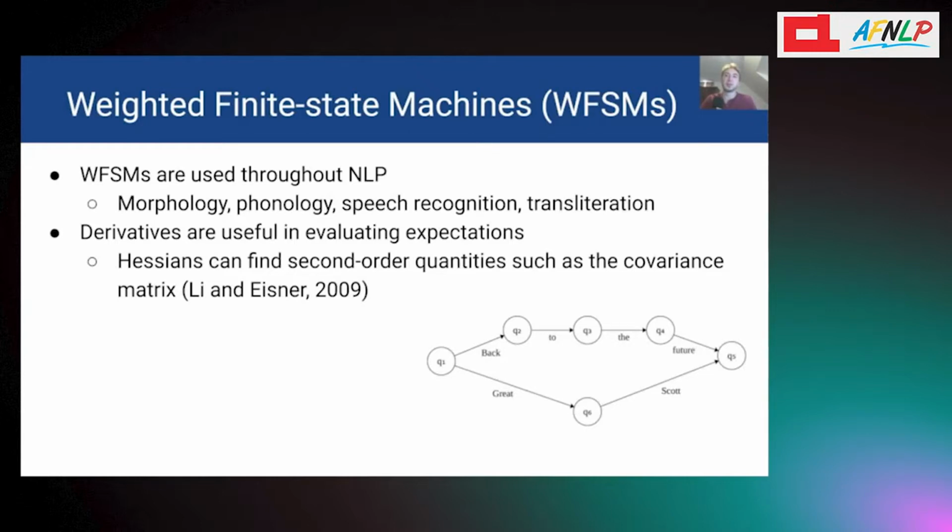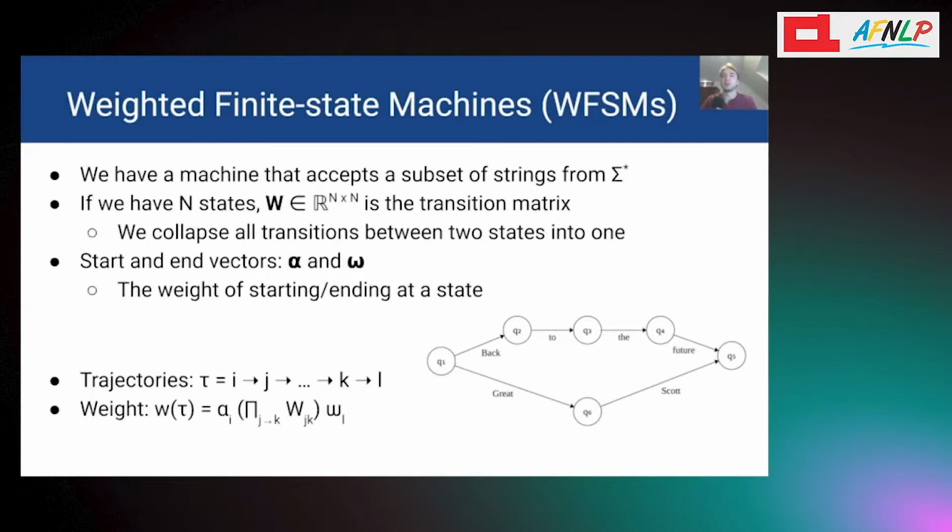In particular, we examine the Hessian of a WFSM, which can be used to find second-order quantities, such as the covariance matrix or the gradient of entropy.